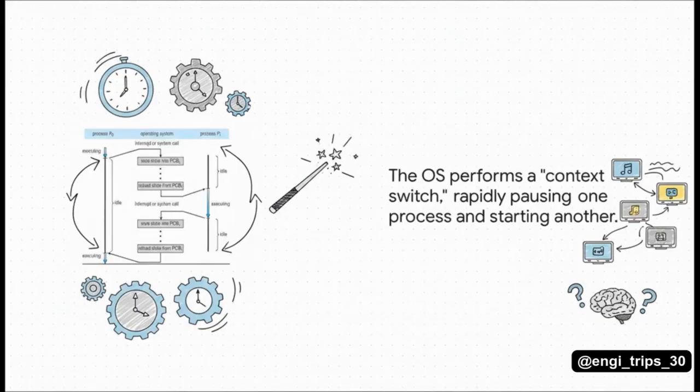Now here's the real magic trick. To create the illusion of doing everything at once, the OS performs something called a context switch. It lets one process run for a tiny fraction of a second. Then it instantly freezes it, saves its exact state, and loads up the state of the next one. It does this thousands of times a second, so ridiculously fast that to our slow human brains, it just looks like everything is happening at the same time.